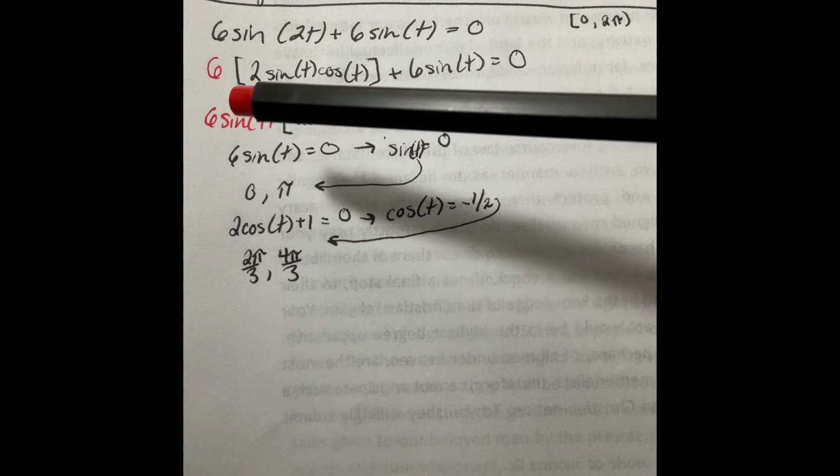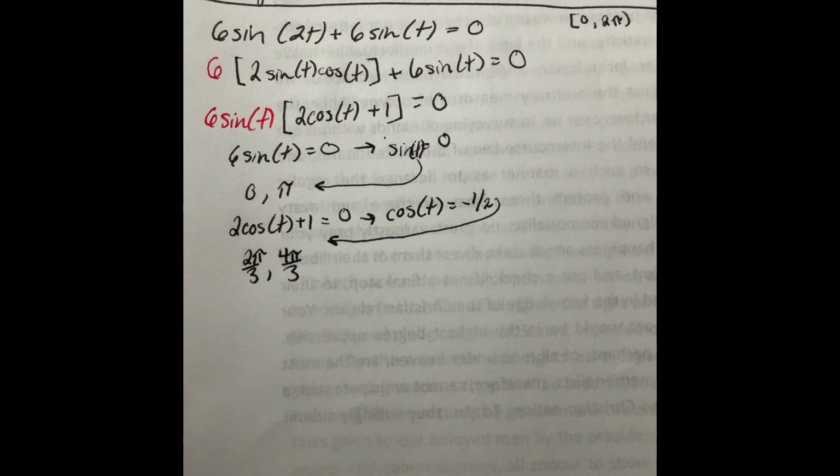So now you have 6 sine t equal to 0, and that gives you sine t is equal to 0, because you divide both sides by 6, and 0 divided by 6 is still 0. So when your y value is 0, because sine is your y value, it's at 0 or pi. Normally it would include 2 pi, but we're not including 2 pi because up here it says that 2 pi isn't included in that set.